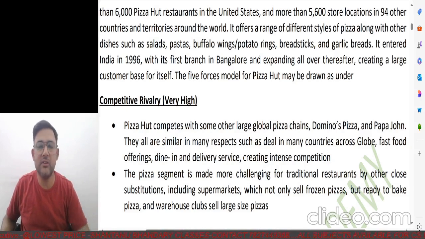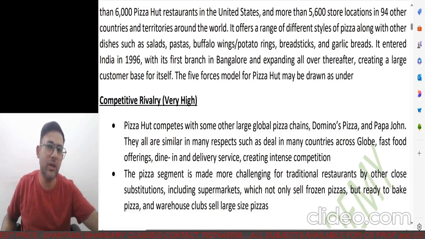The margins in this industry are not that much, because now a lot of players have come up, and they've been offering you pizza along with a cold drink and so on at a very cheaper price as compared to those branded ones. So this gives them intense competition, and sometimes there would be a few people who are very brand conscious. They won't go anywhere apart from Pizza Hut, they won't go anywhere apart from Domino's or XYZ.